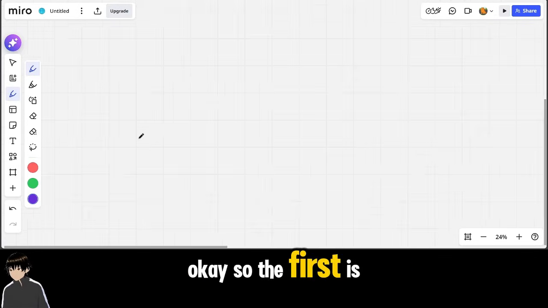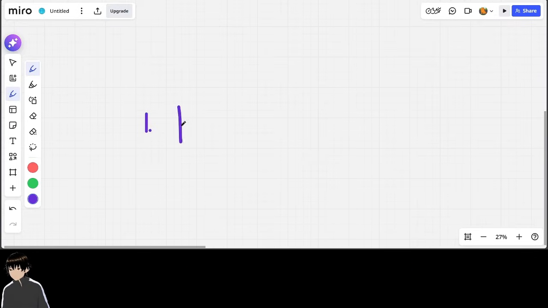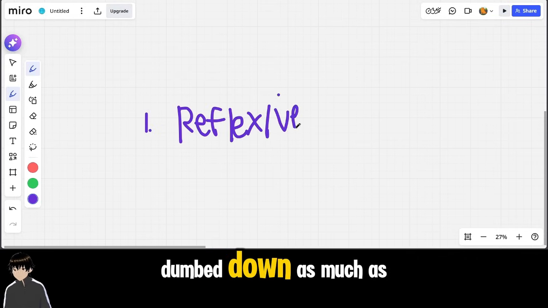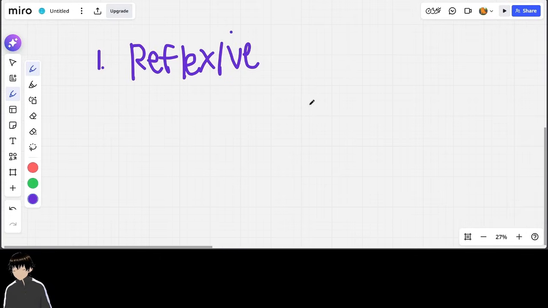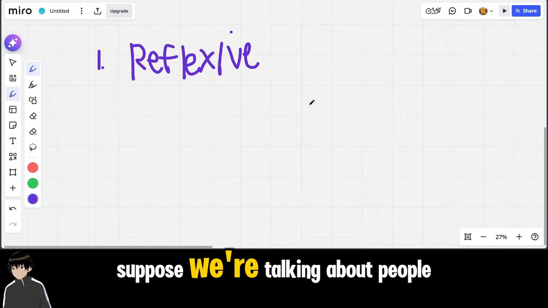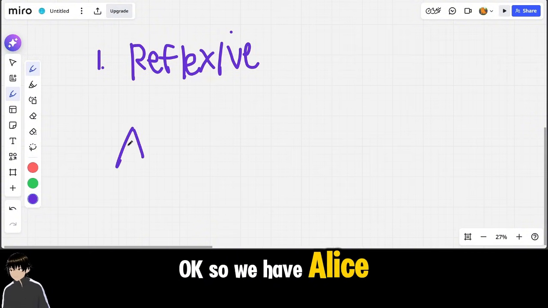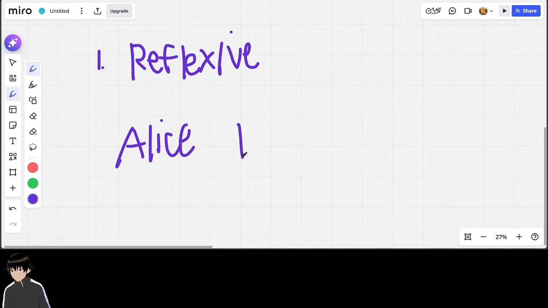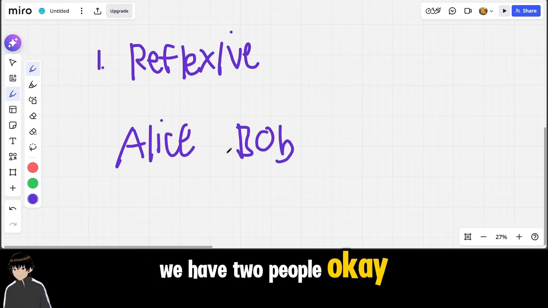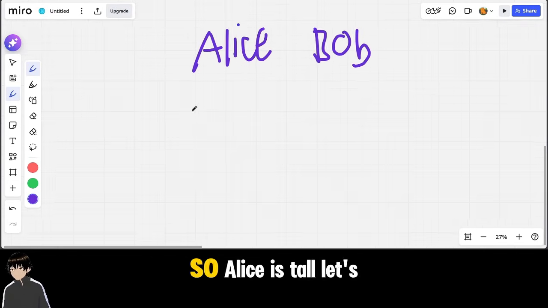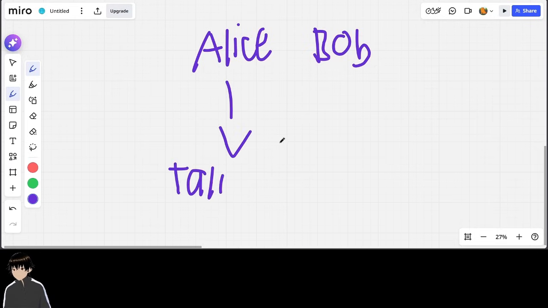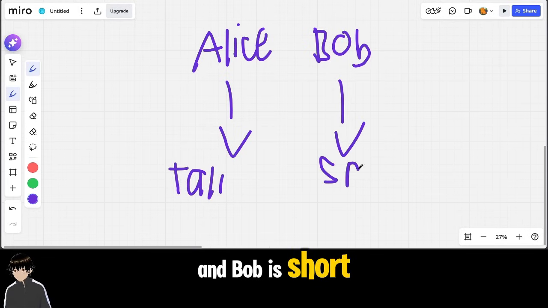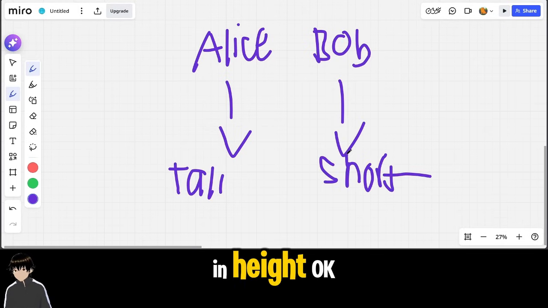Okay, so the first is what we call reflexive. This is going to be dumbed down as much as possible. Suppose we're talking about people. We have two people, Alice and Bob. Let's say Alice is tall and Bob is short in height.